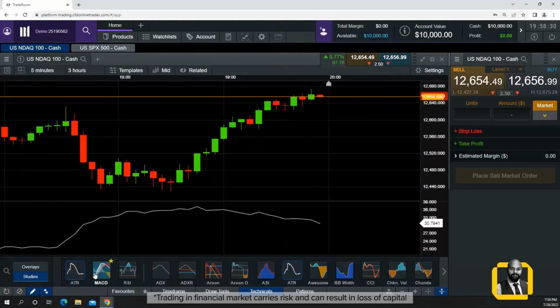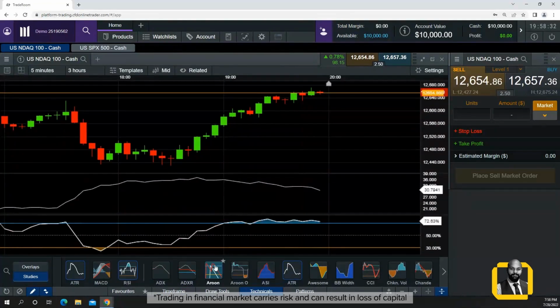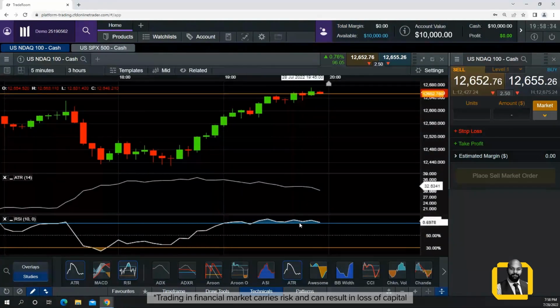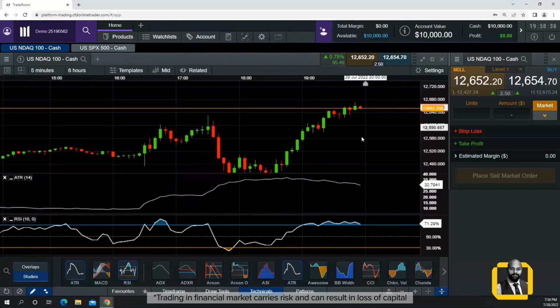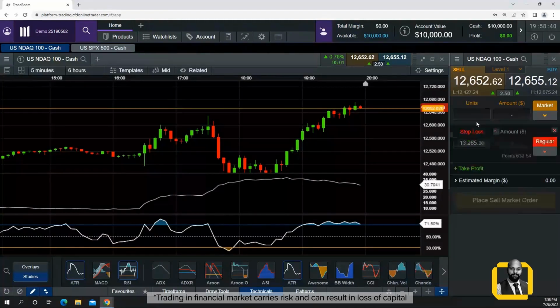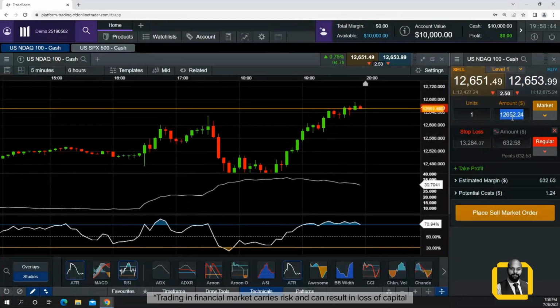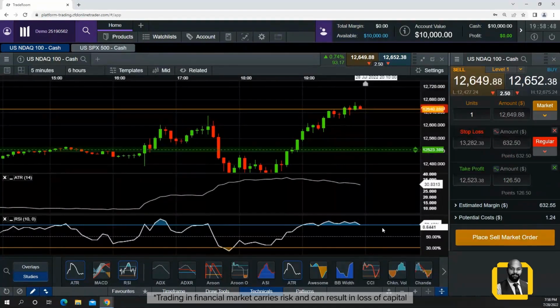Let's open RSI. What is my RSI showing? It is showing overbought. So I can expect the price of Nasdaq to start dropping. Let's say I do sell on Nasdaq. Again, we are taking a short position, so take profit and stop loss. Very simple, 30-30.